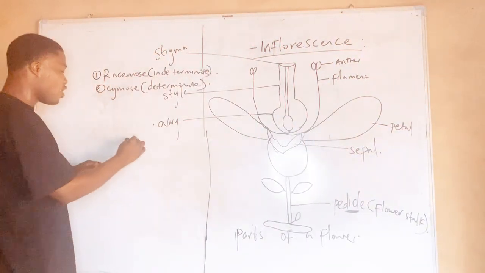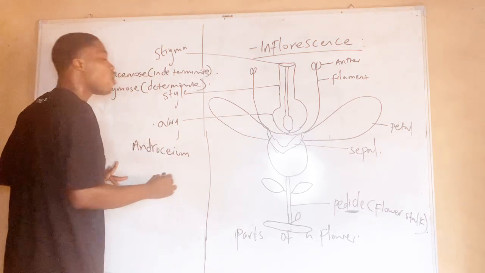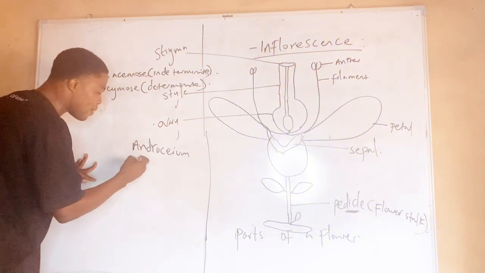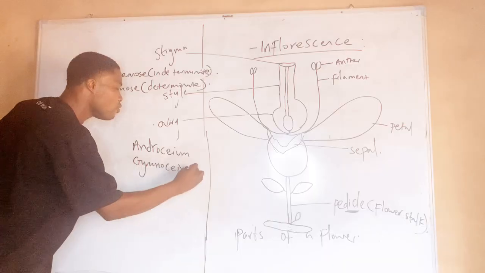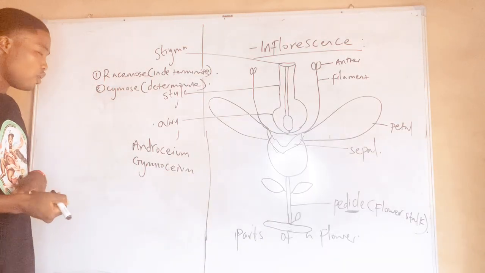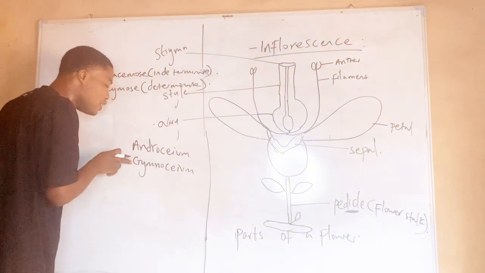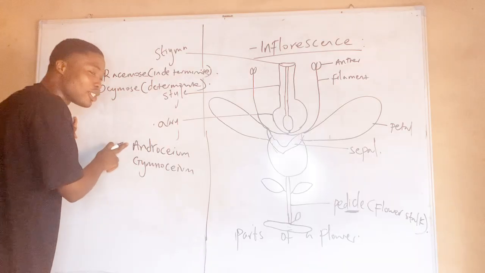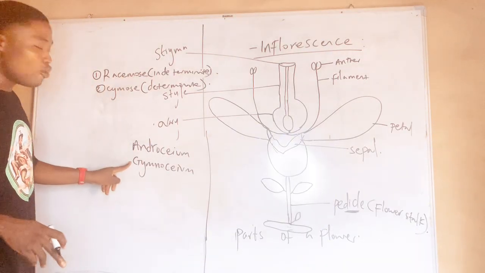Now the first part is called the androecium. Okay, androecium. It is called the microsporophyll. Also we have what we call the gynoecium. Now, gynoecium is called the macrosporophyll or the megasporophyll. It is the female part, while the androecium is the male part. Usually the female part is bigger than the male part in every flower. So that's why the male part is called the microsporophyll and the female part is called the macrosporophyll.